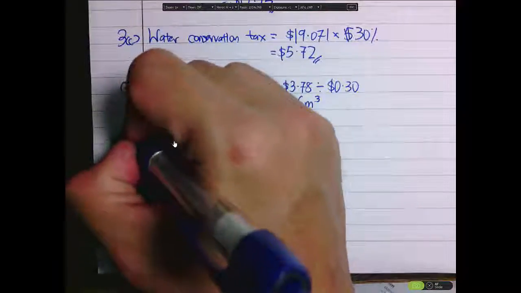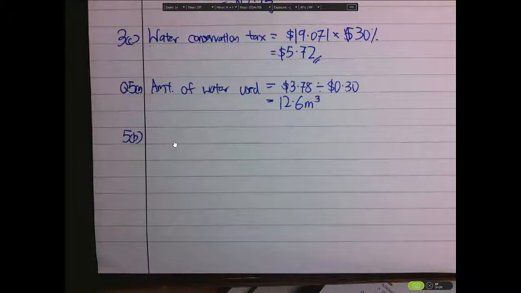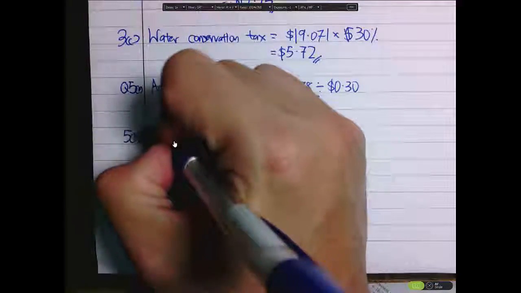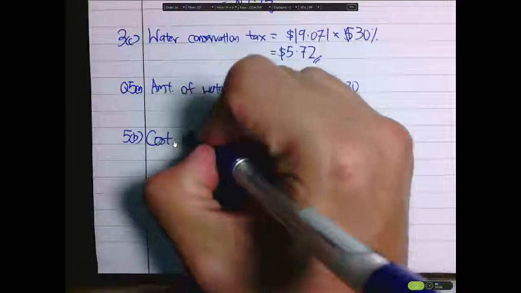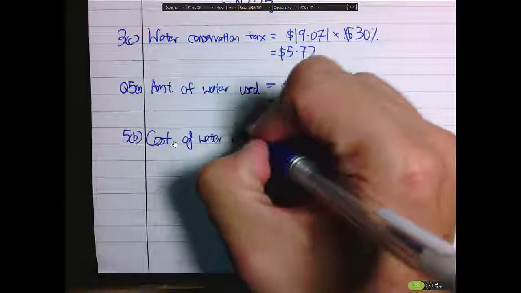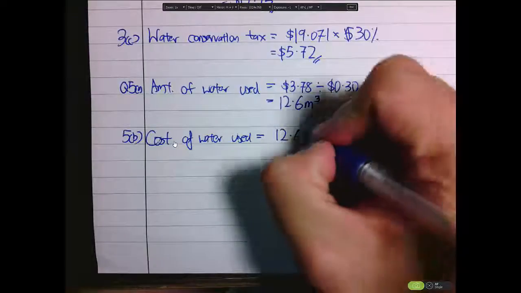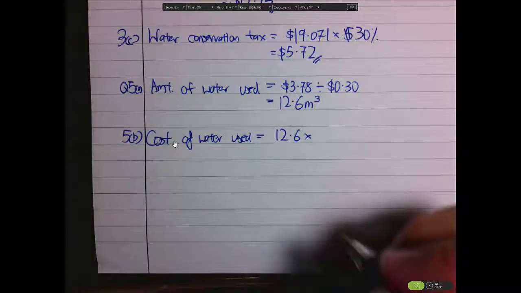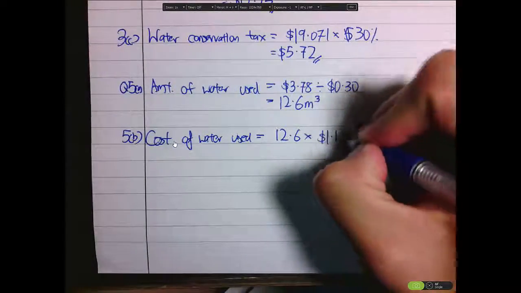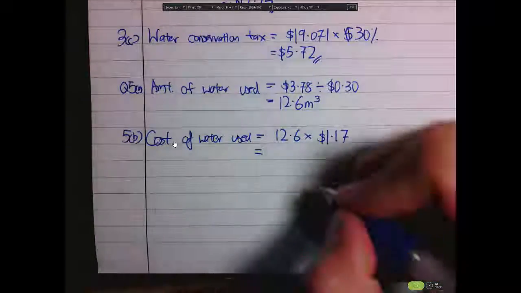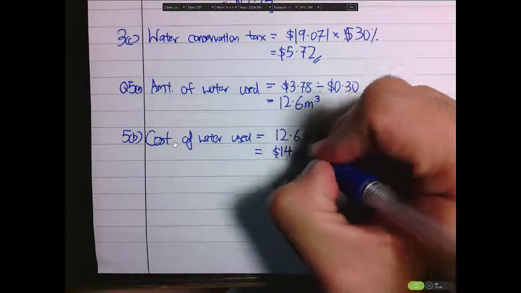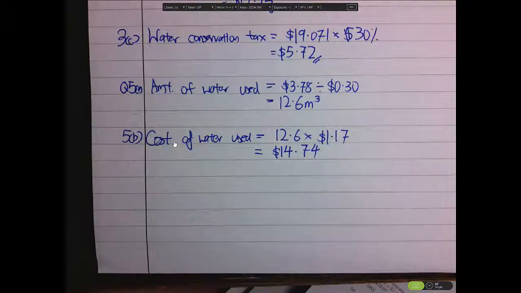5B. The cost of the water in A, if the tariff rate is 1.17. This one you're just going back and forth and multiplying stuff. The cost of water used is simply equals to 12.6, but if the tariff rate is 1.17, I just multiply out that answer, I get $14.74. And that is the end of this portion. Thank you.